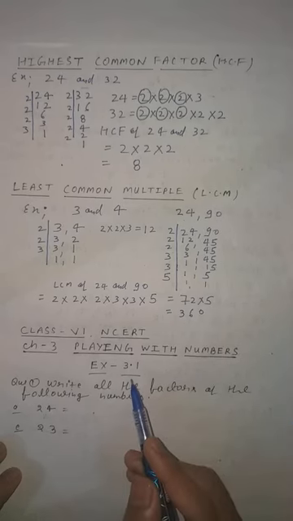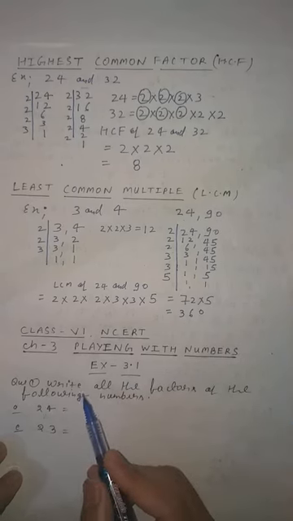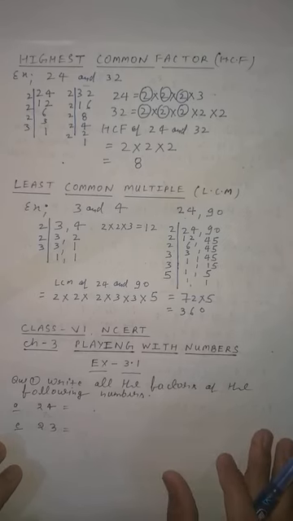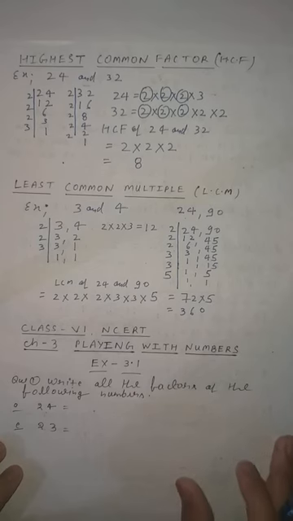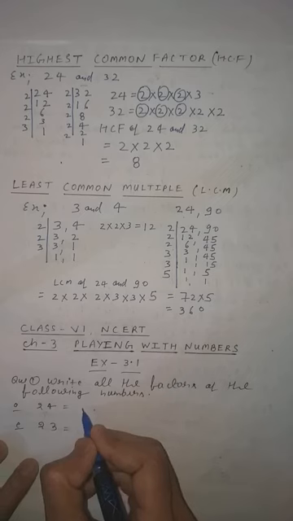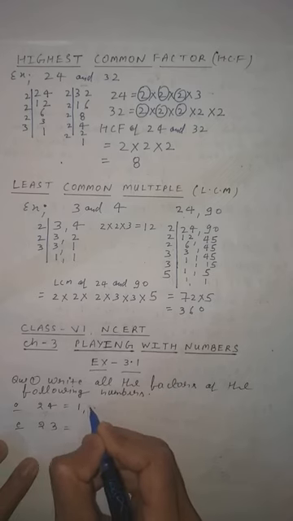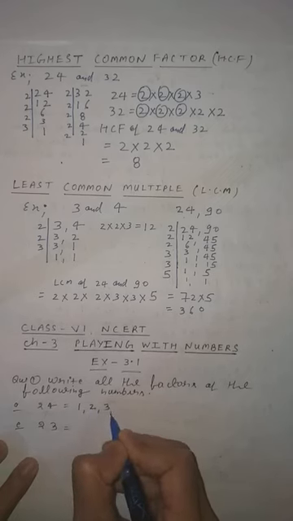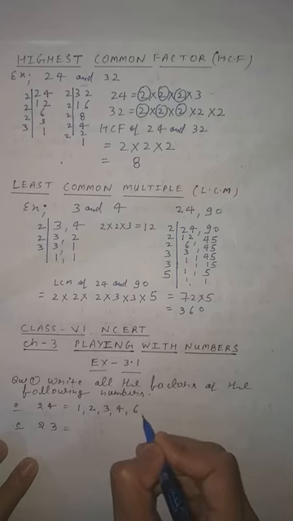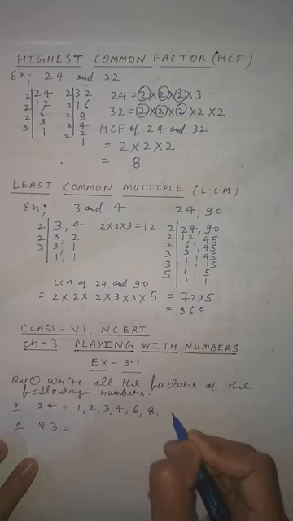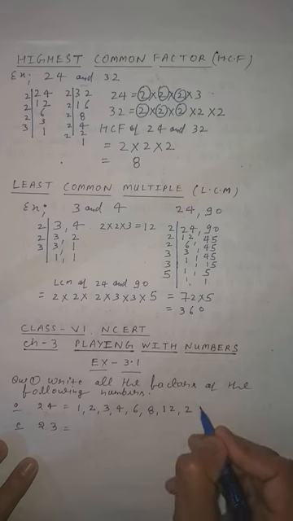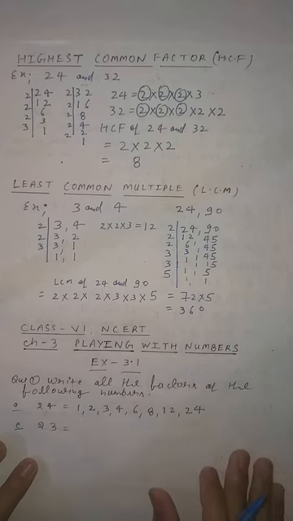So here, exercise 3.1. First question, write all the factors of the following numbers. Yesterday I explained the concept of factors and multiples. Clear, students? So, you know that 24 is divisible by 1, 2, 3, 4, 6 and 8 and also 12 and the number itself. Clear, students? Because 1 is the factor of all numbers.